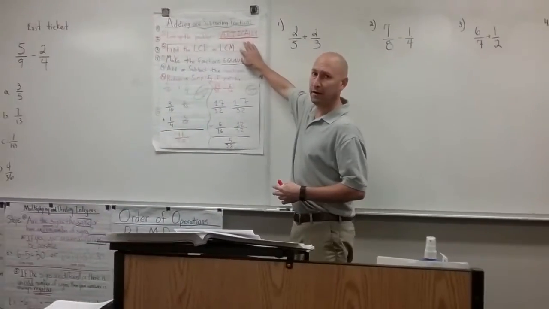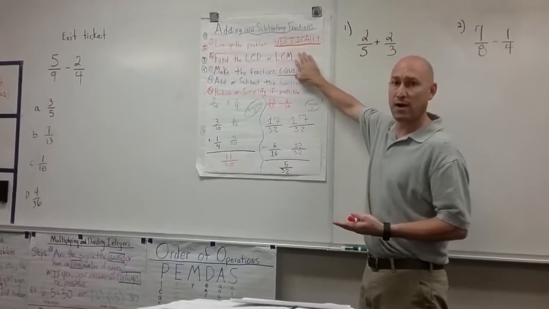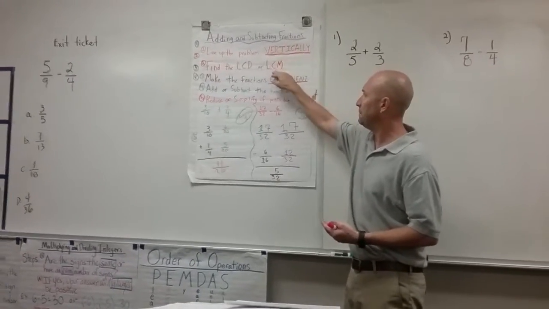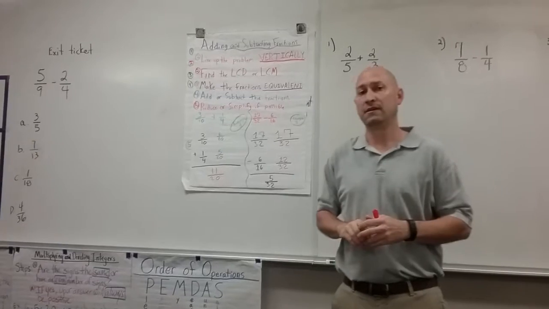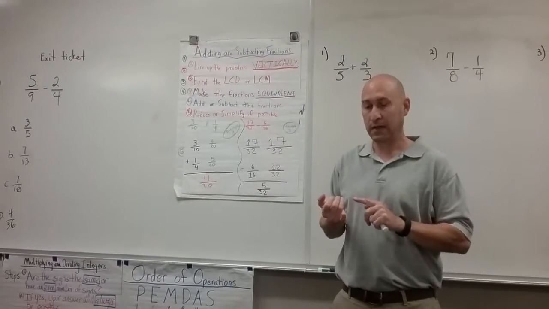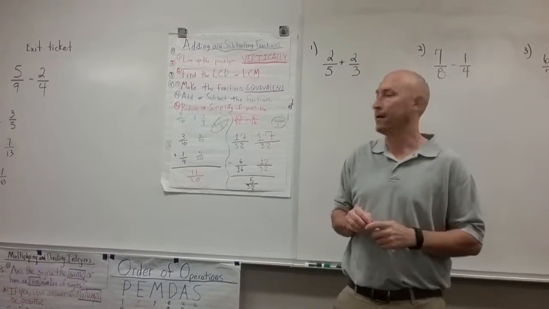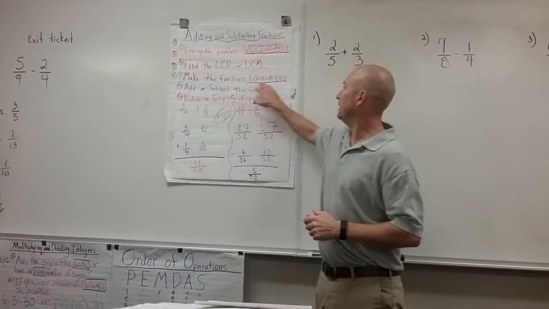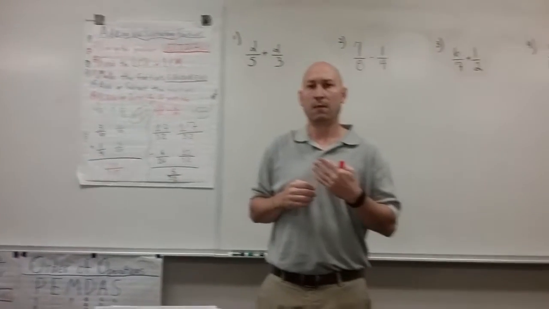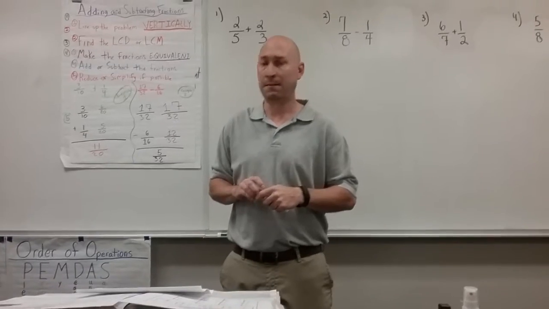So as we look up here at our chart, the first thing I like to tell students to do is take the problem, if it's written horizontally, and write it vertically. Step 2 is very important because if the denominators are different, if they're unlike, we have to find the lowest common multiple that they have in common, or the lowest common denominator. Step 3 is we have to make them equivalent. We have to make sure that both of the fractions that we are adding or subtracting have the same denominator.